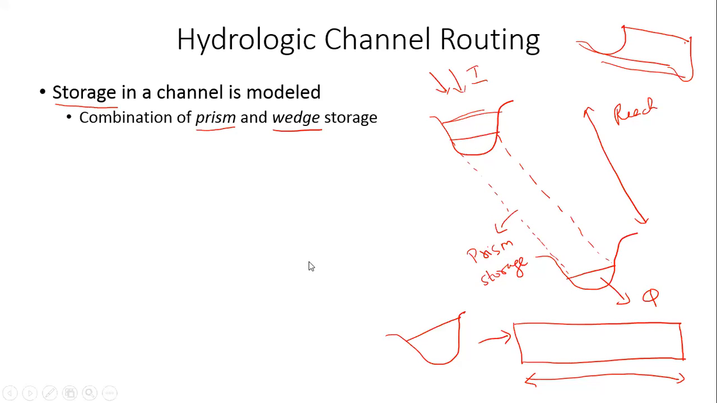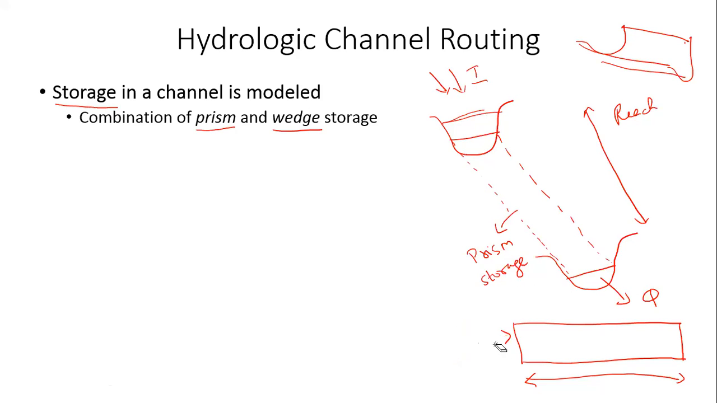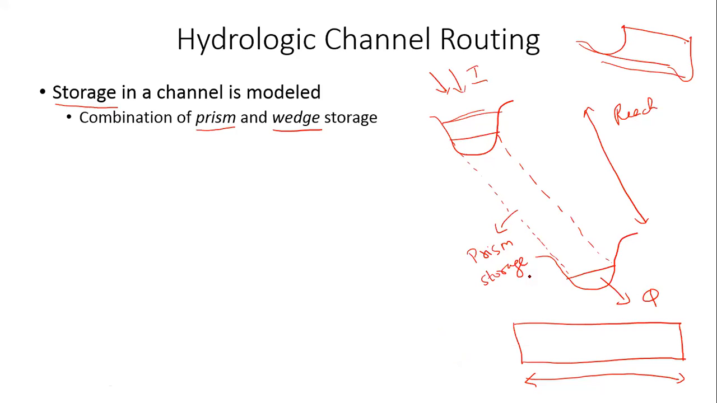So then if I look at the cross section profile, it will look something like this. The water level at the upstream end has increased, while the water level at the downstream end is remaining where it is. So then I'll have some kind of a storage that looks like this. This portion is the prism storage, and this portion is called the wedge.